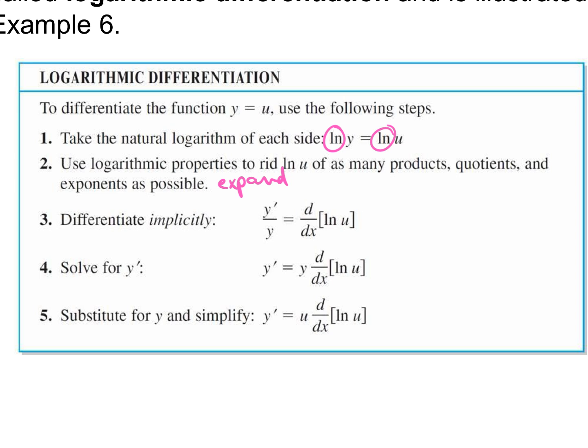Then it says differentiate implicitly. So we want to take the derivative of each side. So when we take the derivative of the ln of y on the left side, the derivative of the ln of y is going to be the derivative of y over y. So just like we were doing yesterday. But it's just y's here. Then we'd take the derivative of the right side also. Then we want to solve for the derivative of y, because that's essentially what we're finding.